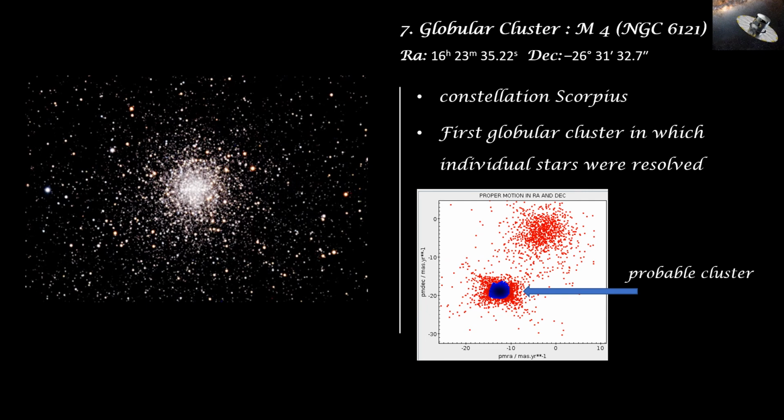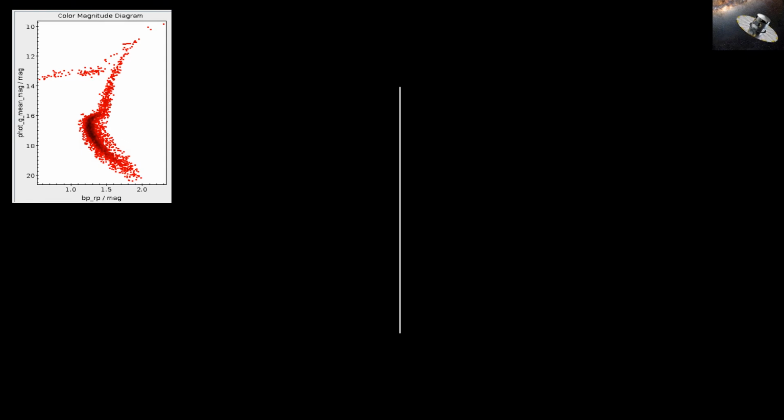I also analyzed one globular cluster, that is M4, also known as NGC 6121, in the constellation Scorpius. It is interesting to note that the color magnitude diagram for this cluster is very different from that of an open cluster. Here, stars above the turnoff have evolved away from the main sequence, and other branches like the red giant branch, the asymptotic giant branch, and the horizontal branch have formed. These branches represent more advanced stages of stellar evolution.